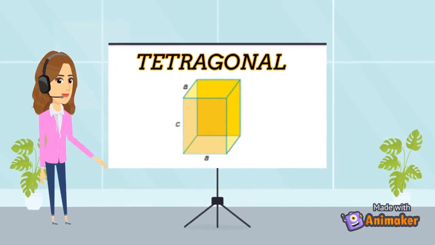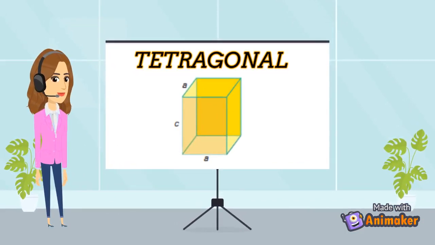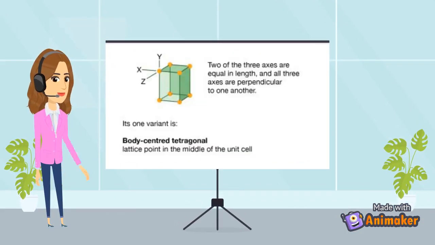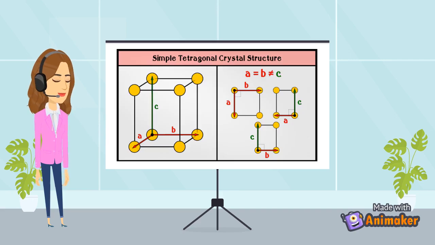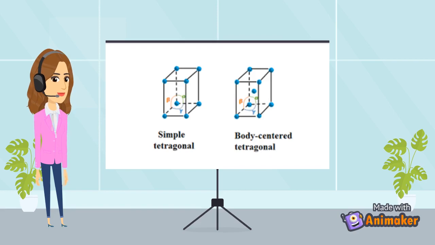The tetragonal unit cell is distinguished by an axis of 4-fold symmetry, about which a rotation of the cell through an angle of 90 degrees is possible. 2 of the axes are equal in length, and all 3 axes are perpendicular to one another. A tetragonal system has simple and body-centered tetragonal.